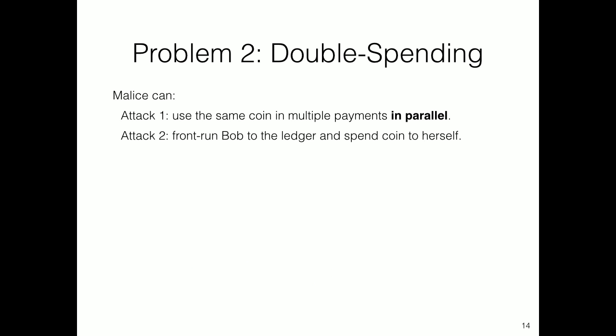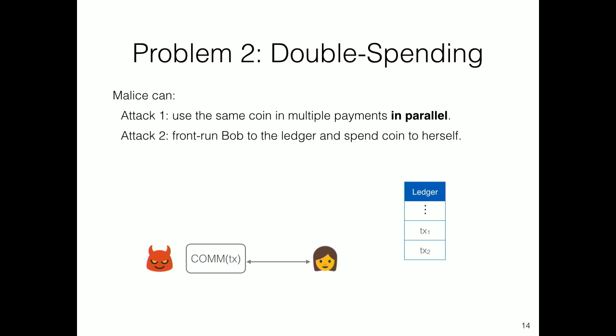Similarly, whenever Bob gets a payment, Alice can front run Bob to the ledger and then spend the coin to herself. So say she gets the transaction, but Alice races, I guess it's Carol now, to the ledger, and when Carol tries to put a transaction, it can't go on because the coin has already been spent.